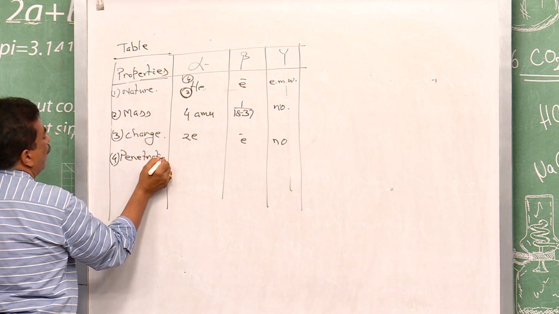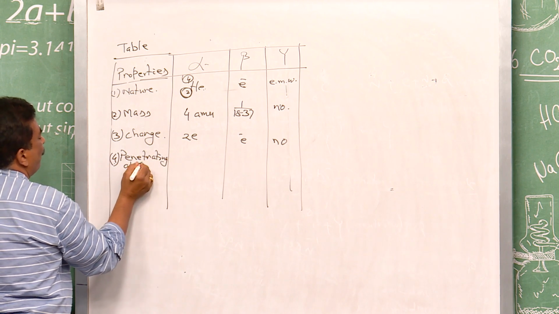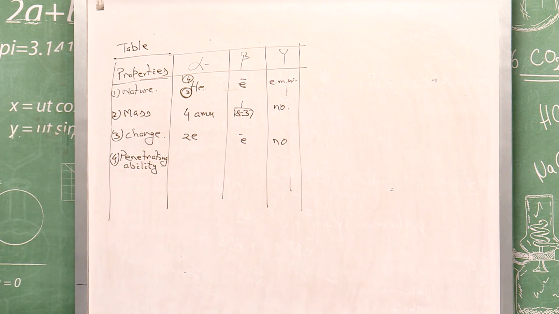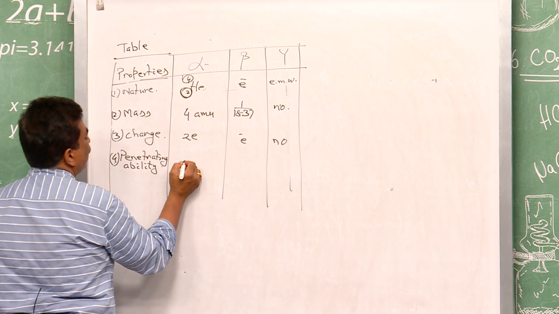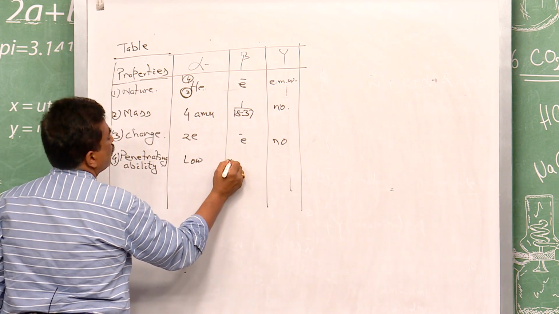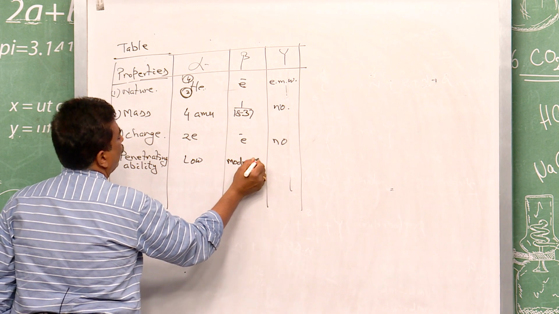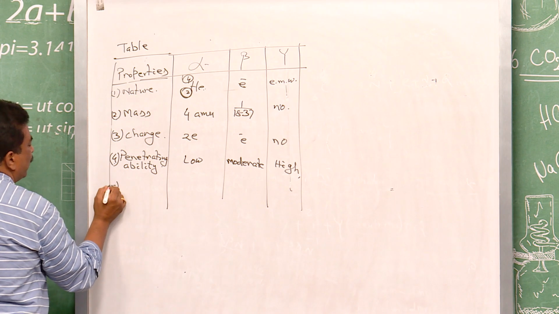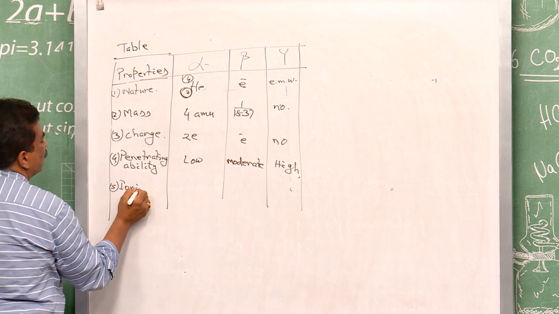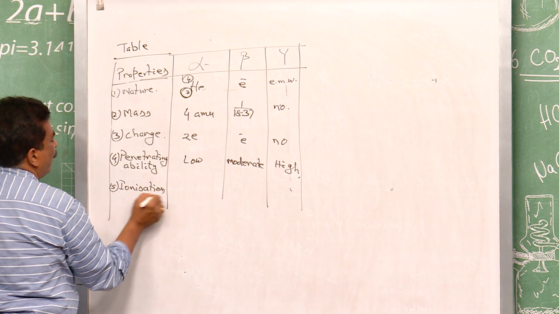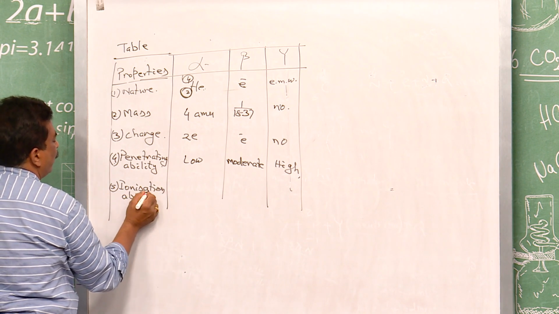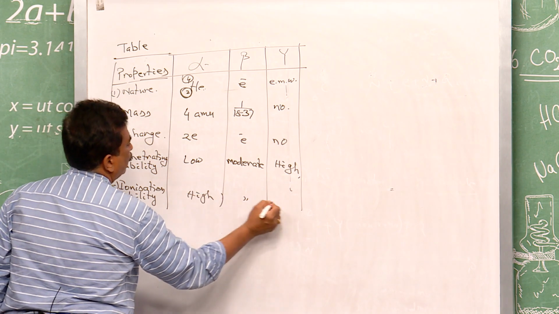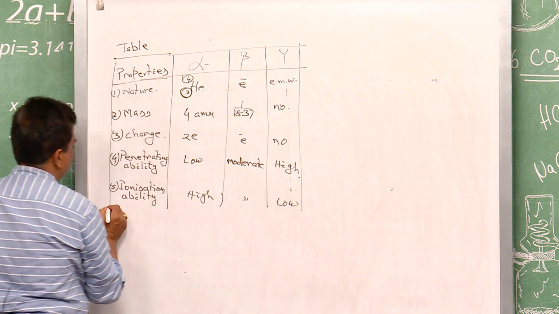The fourth one is the penetrating ability. Penetrating means to pass through. The penetrating ability of alpha is very low, beta is moderate, and gamma is high. The fifth one is the ionization ability: alpha is high, beta is moderate, and gamma is low.